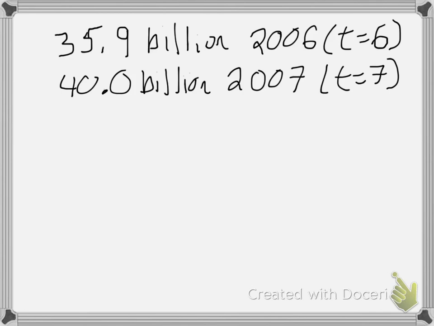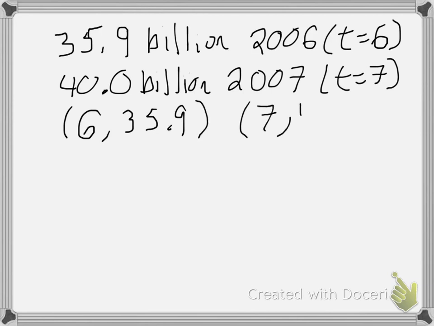Now we want an equation in billions, so that means we can just say 35.9 and 40.0. So what are our two points? We have the point (6, 35.9), and our other point is (7, 40.0). Okay. So what's the first thing that we have to do in order to find our equation? Hopefully you said finding the slope. Okay, so let's find our slope.